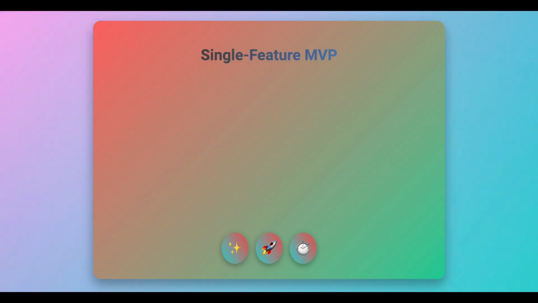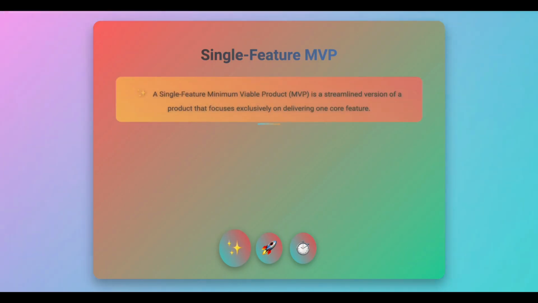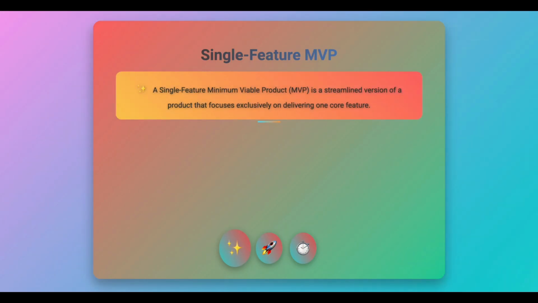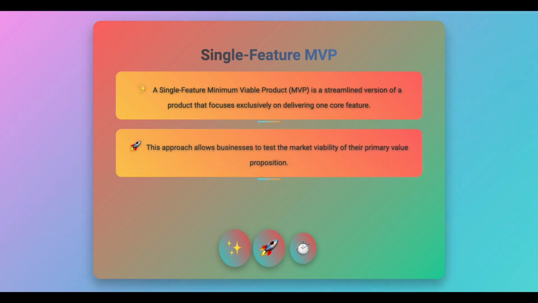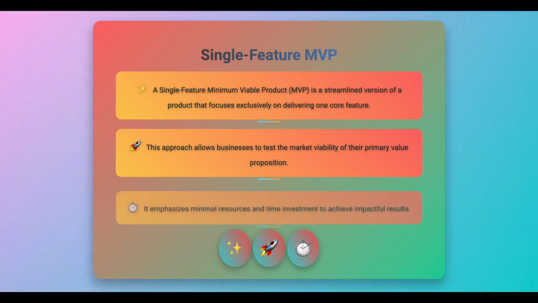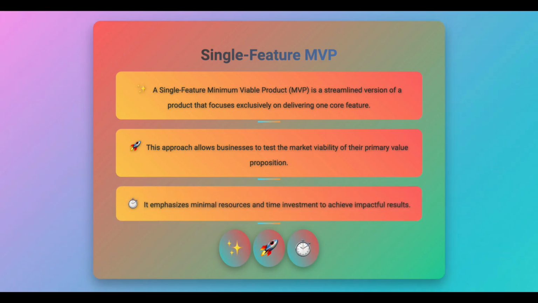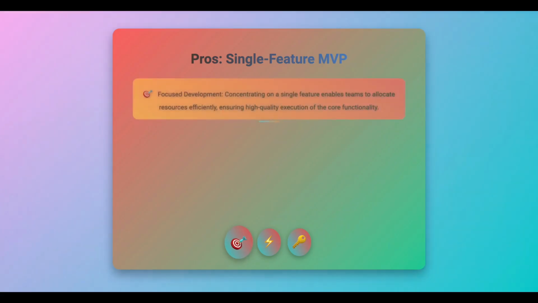Single feature minimum viable product, MVP. A single feature minimum viable product, MVP, is a streamlined version of a product that focuses exclusively on delivering one core feature. This approach allows businesses to test the market viability of their primary value proposition with minimal resources and time investment. Pros: focused development.